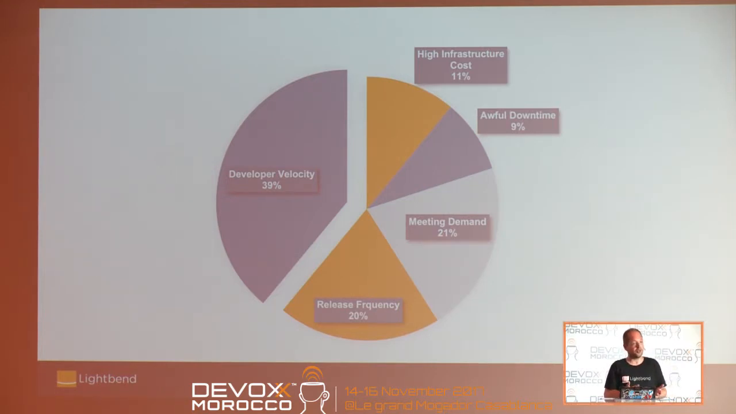high infrastructure cost, comparably small at 11%, awful downtimes, in terms of it's just not working, it doesn't scale. Release frequency was another really big block in terms of deployments, and meeting demands, whatever that means. Let's dig into that a little bit more.